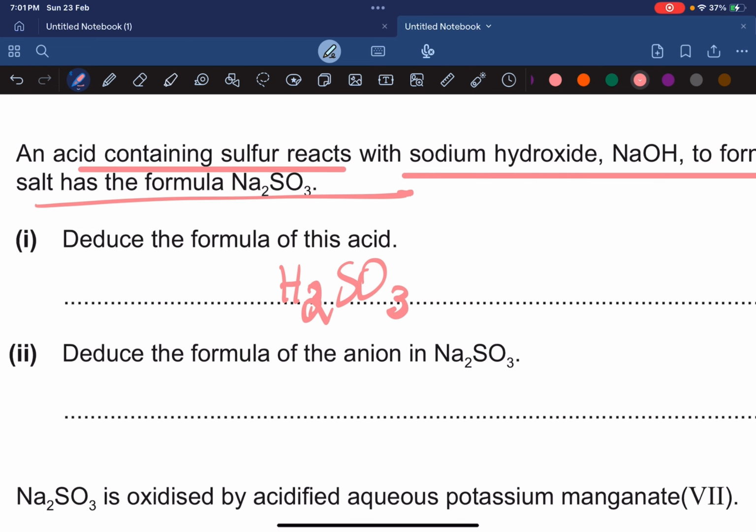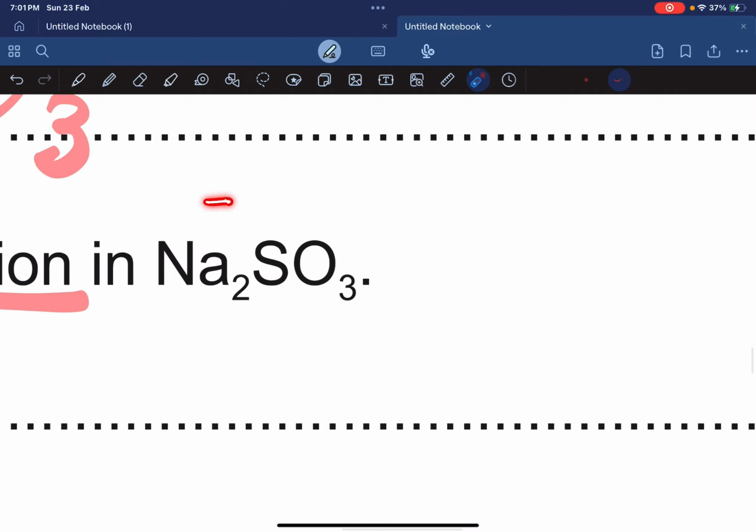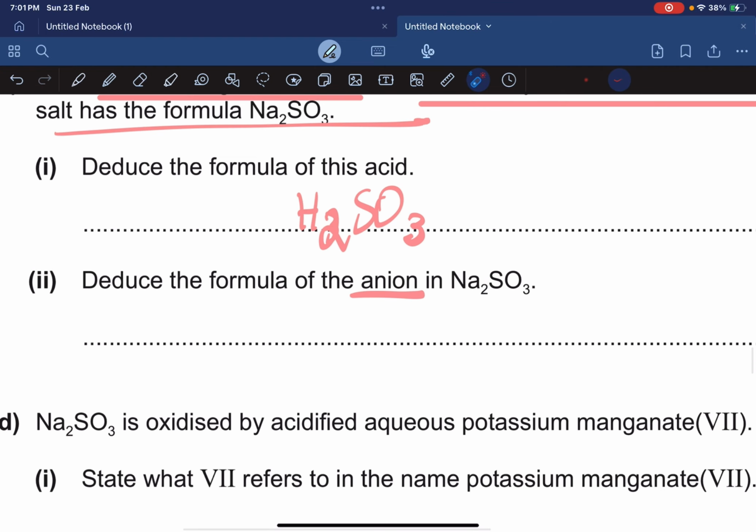Deduce the formula of the anion in this. You know that sodium is always +1. I'm using 2 sodiums, so I have a total charge of +2. To balance it out, this ion must have a charge of -2. So the formula of the anion is SO3 2-.